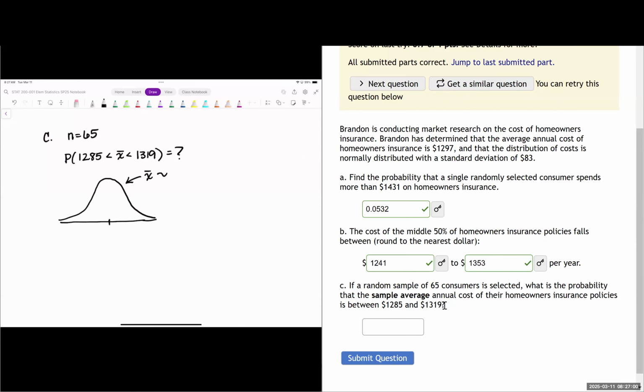Well, we know that the X bar distribution is distributed normally. It has a mean equal to the mean of the underlying distribution. So that's 1297. And it has a standard deviation equal to the standard deviation of the underlying distribution divided by the square root of n. So when we define our distribution in Desmos, those are the values we're going to use for the mean and standard deviation. And then we're looking for the probability, which is equal to this area between those values in the sampling distribution.